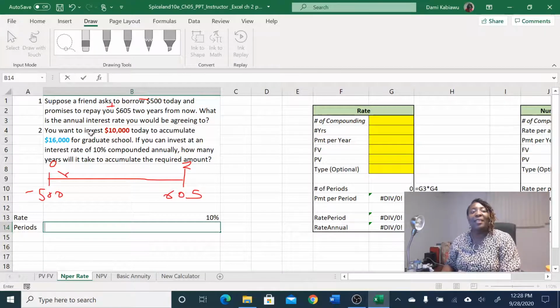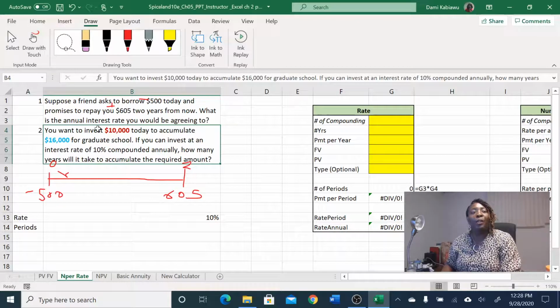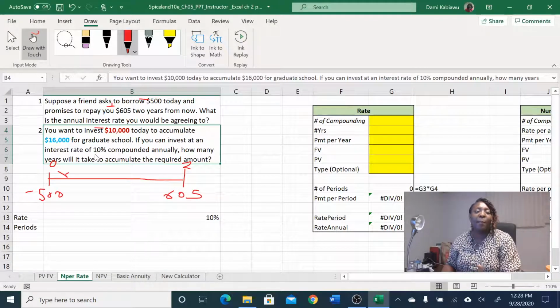Question 2, you want to invest $10,000 today. We will treat the $10,000 as an outflow to accumulate $16,000 in the future. That's the inflow for graduate school. If you invest at an annual rate of 10%, it doesn't say annual, but it's implied, 10% compounded annually. Okay, so it is implied in the compounded annually. How many years will it take you to accumulate the required amount?